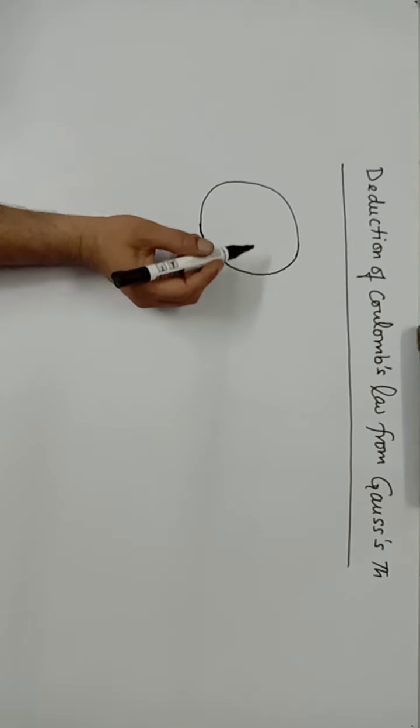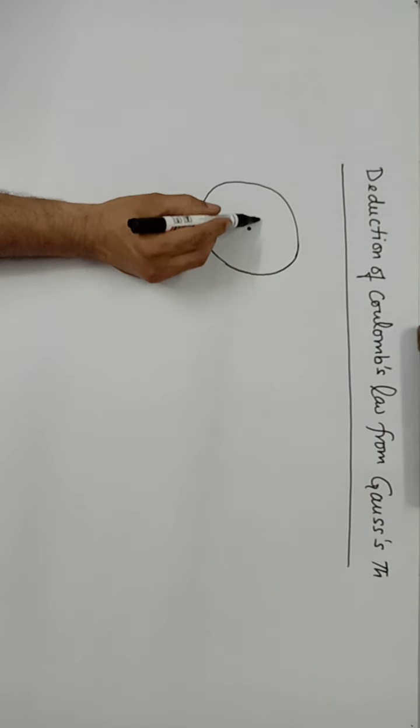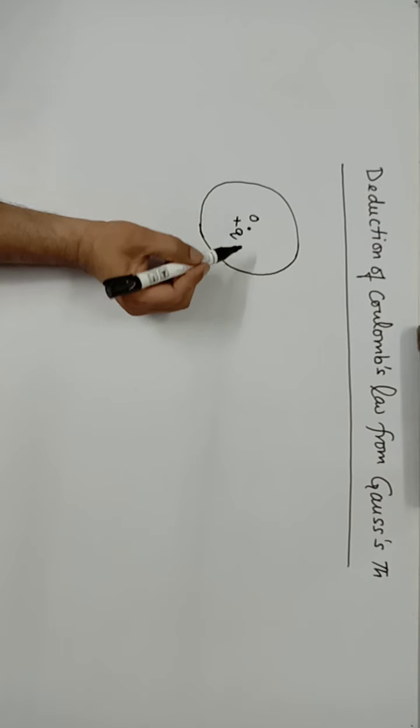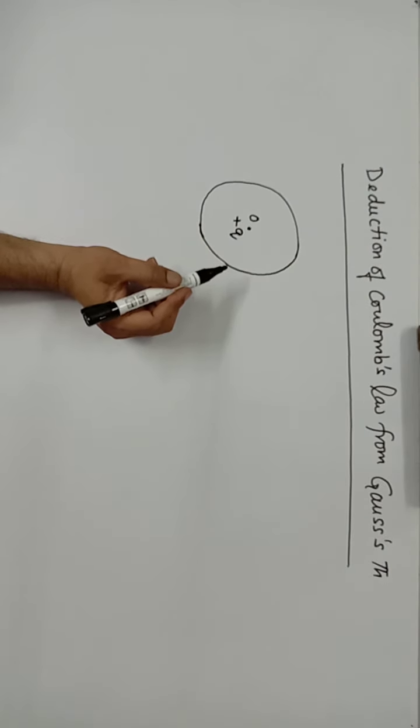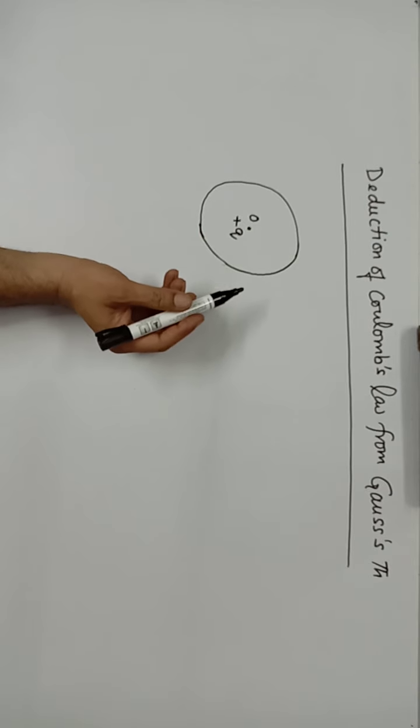Consider an isolated positive point charge Q placed at O. Imagine a sphere of radius r with center O. The magnitude of the electric field intensity at every point on the surface of the sphere is the same, and it is directed radially outward.